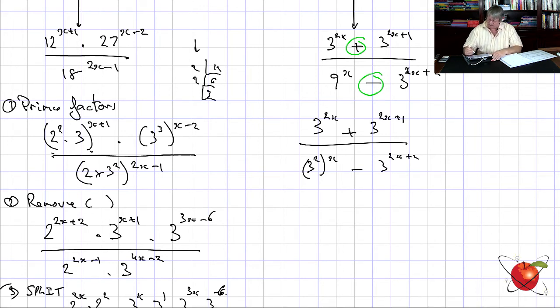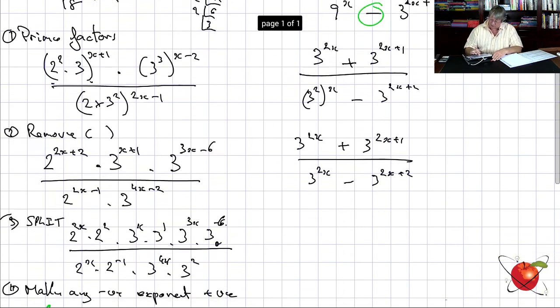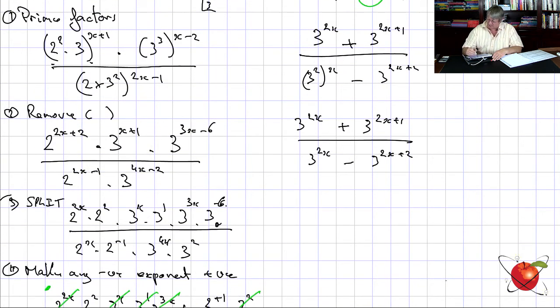Next step is I must remove brackets. So let's do that. So we've got 3 to the 2x on top plus 3 to the 2x plus 1 over 3 to the 2x minus 3 to the 2x plus 2. The next step we said was split. Let us split. Nothing to split there, so leave it. 3 to the 2x plus, split out here.